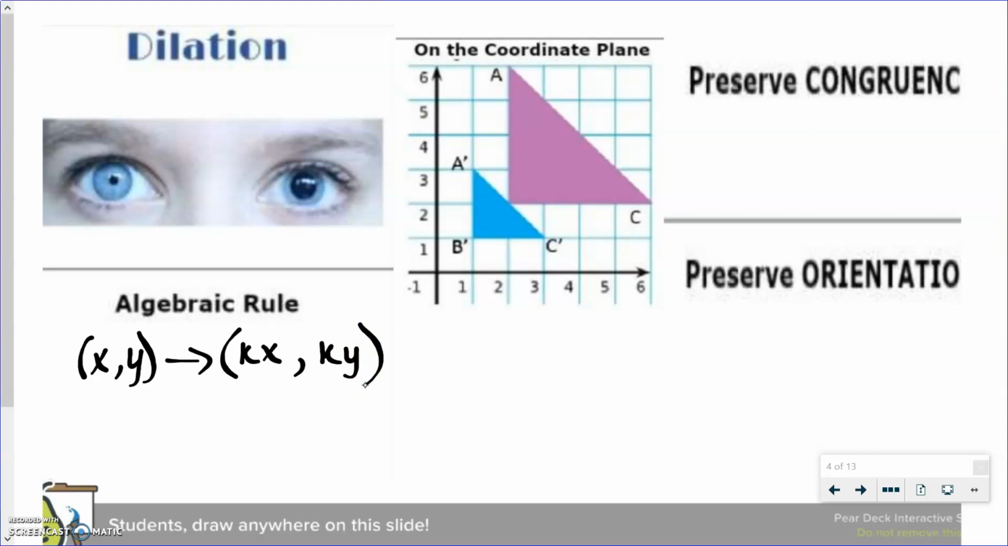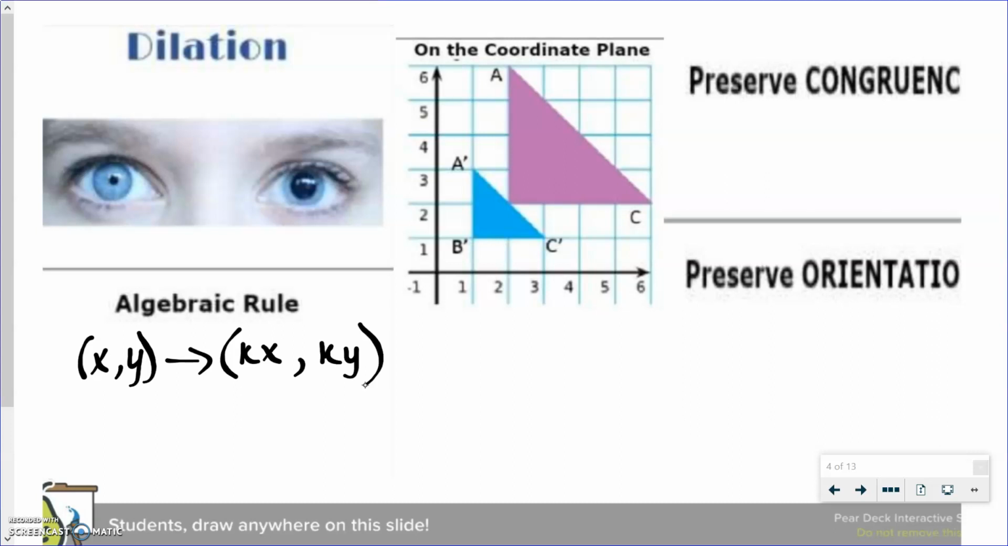With our algebraic rule for dilations, another difference between dilations and translations is what happens to your x value must happen to your y value. So if I multiply my x value by 1/2, I have to multiply my y value by 1/2. If I multiply my x value by 2, I have to multiply my y value by 2. So here, even on the coordinate plane, you can see that this is a reduction, okay? We're going from the larger purple triangle to the smaller blue triangle.